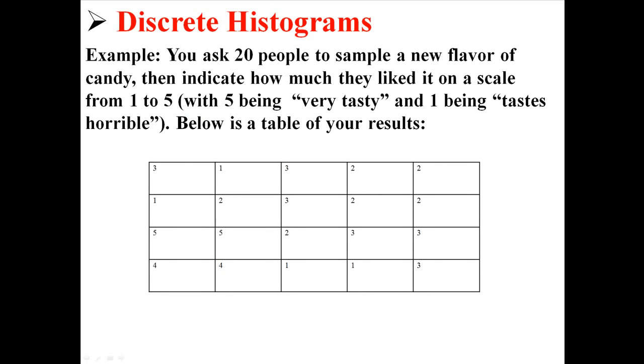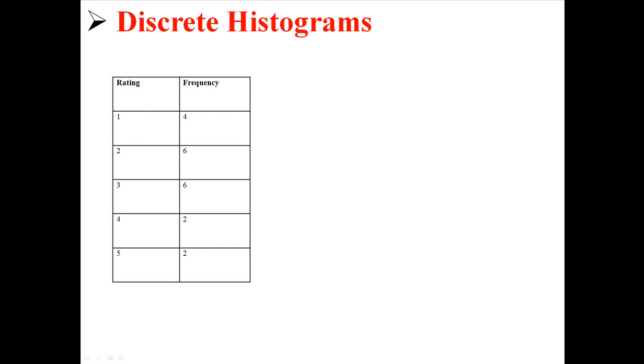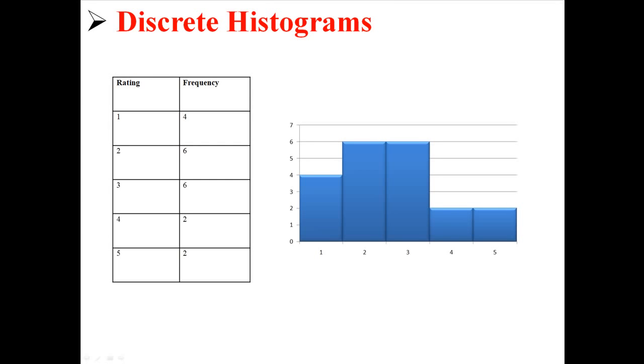So here's my example. You ask 20 people to sample a new flavor of candy, then indicate how much they liked it on a scale from 1 to 5, with 5 being very tasty and 1 being tastes horrible. Here is a table of your results. So here I just have 20 different scores from 1 to 5. And we're going to first organize that into a frequency table like that. You see that we have 4 1s, 6 2s, 6 3s, 2 4s, and 2 5s. So it's just like creating a bar graph, except now it's a histogram and the bars are touching like that. And that is a histogram for discrete data.